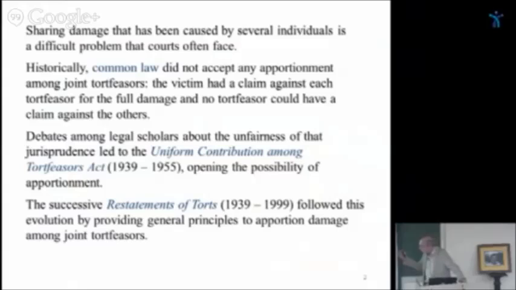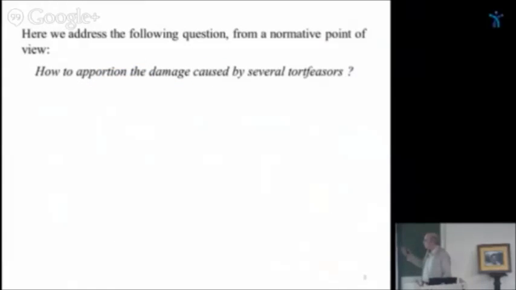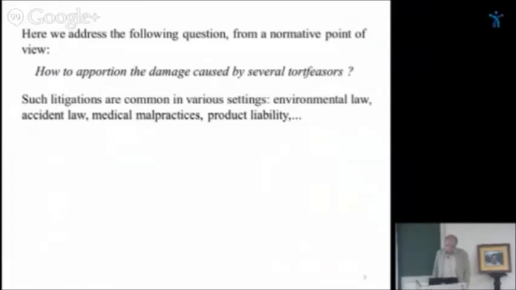There is a Restatement of Torts, several versions, 1939, 1999, that started by providing general principles for solving this problem. So here we address that problem: how to apportion the damage caused by several tortfeasors. These are litigations that are common in various settings: environmental law, accident law, medical malpractice, and so on.